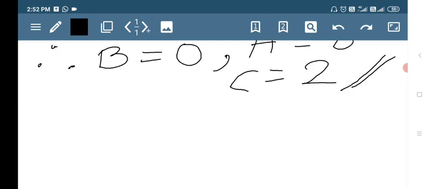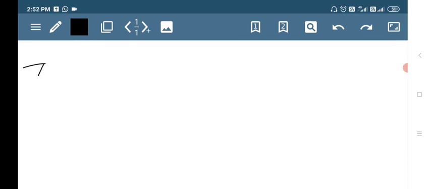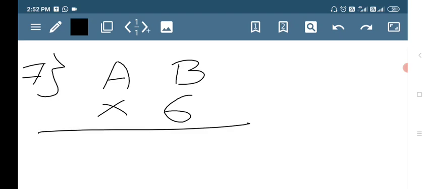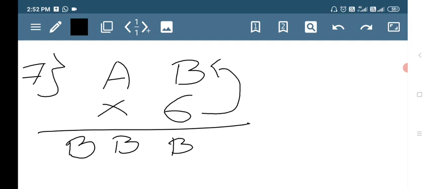Let us go for the next question. 7th question. The 7th question is AB multiplied with 6, and the result is BB. So what could be the possible values of B first? 6, how much gives the same number? So it can be 6. B can be 1, that 6 ones are 6.